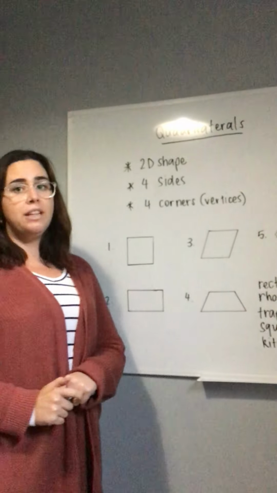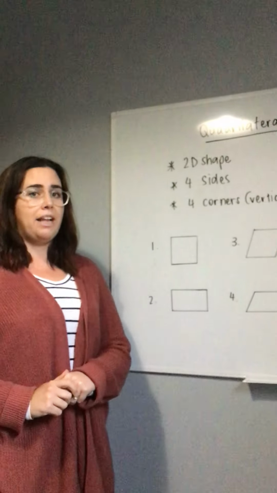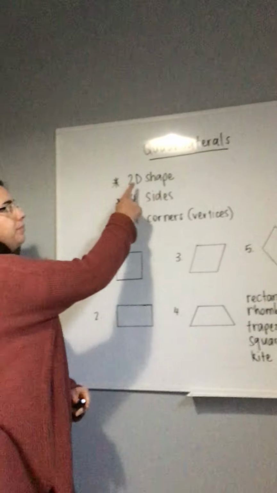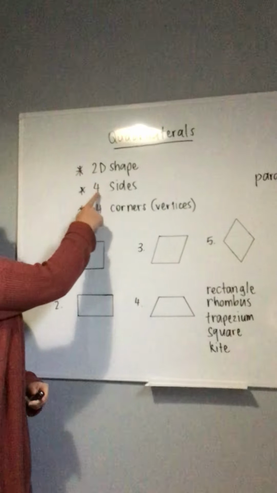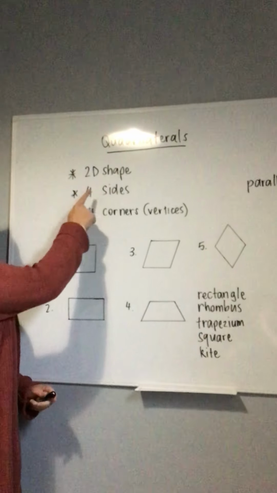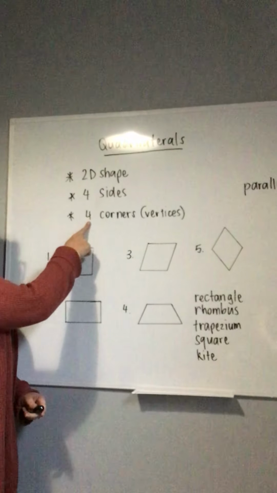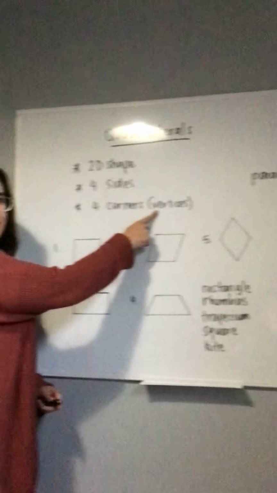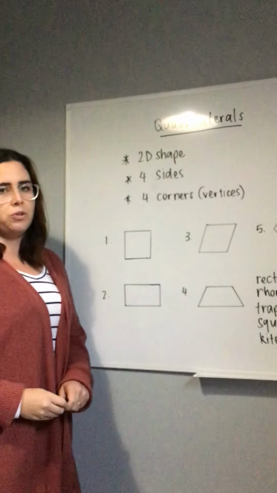Okay, there's a few things we need to know about quadrilaterals. They are a 2D shape. They always have 4 sides and they have 4 corners or vertices. So vertices is another name for a corner.